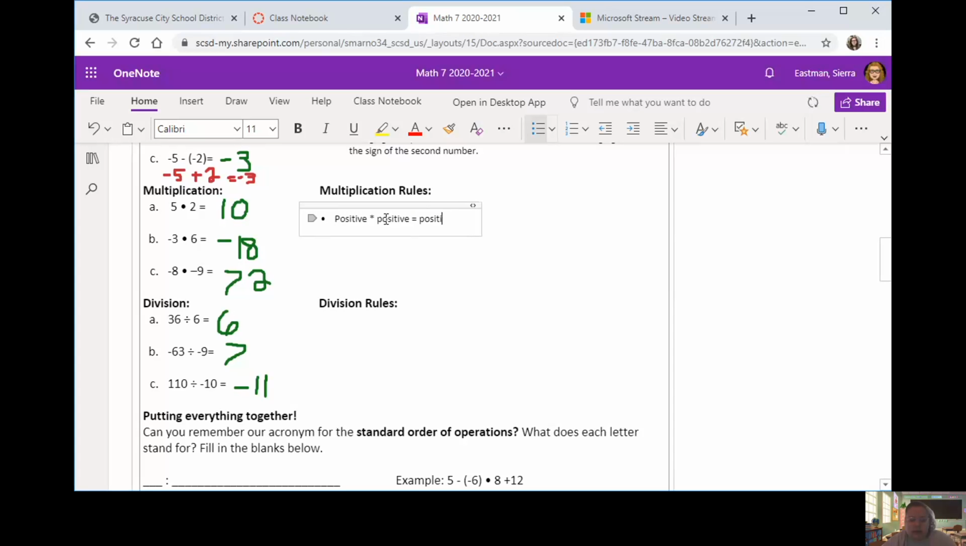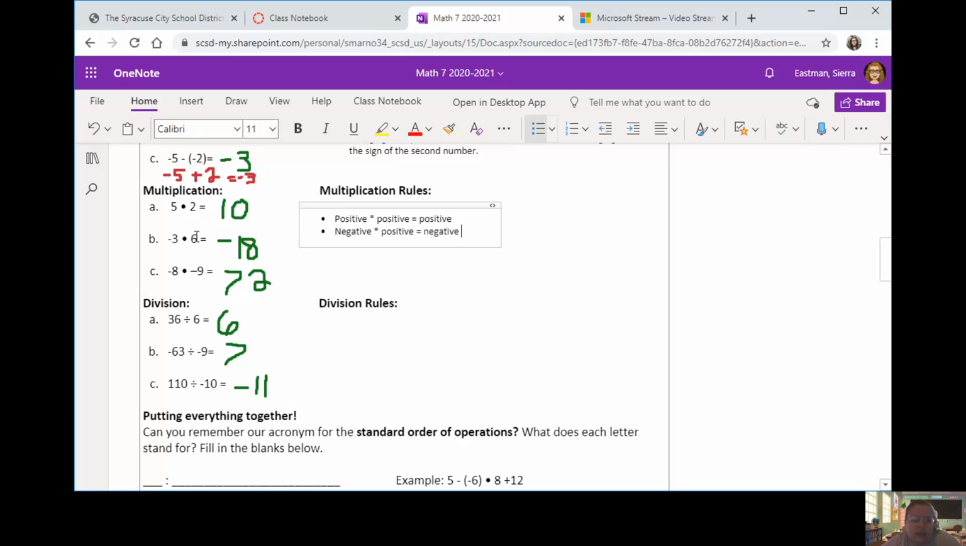Equals a positive. Then we have a negative times a positive, okay? And we can see that one will always equal a negative. And it doesn't matter if these are switched, okay, as long as there's one negative and one positive, the answer also has to be negative.